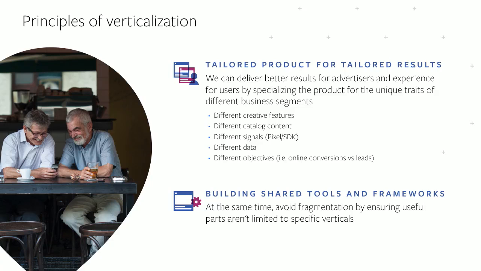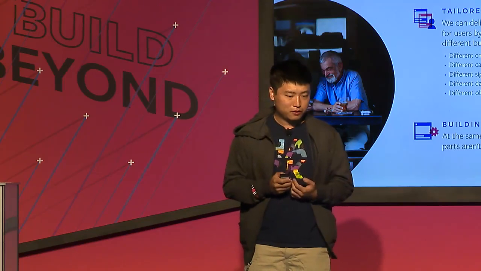So why do we have vertical specific solutions? Why don't we just have dynamic ads that work for all verticals? Well, it's because we believe that we need to build tailored products in order to drive tailored results. We think that we can deliver better results for advertisers and a better experience for users by specializing a product for the unique traits of the different business segments.